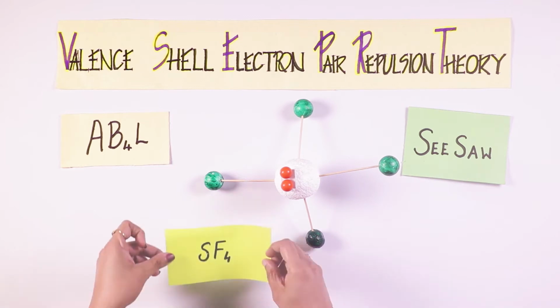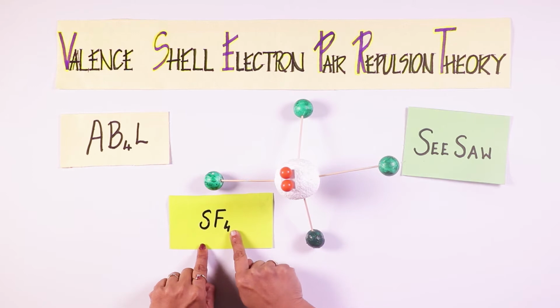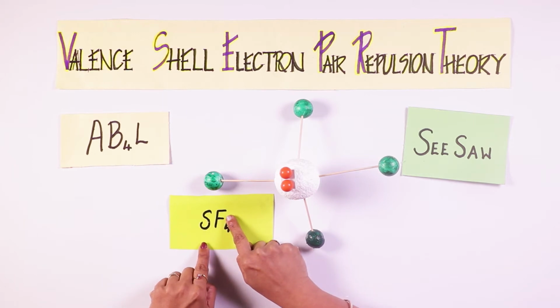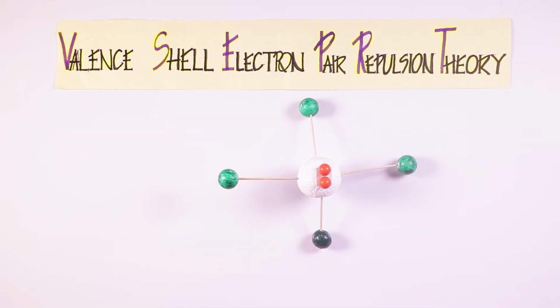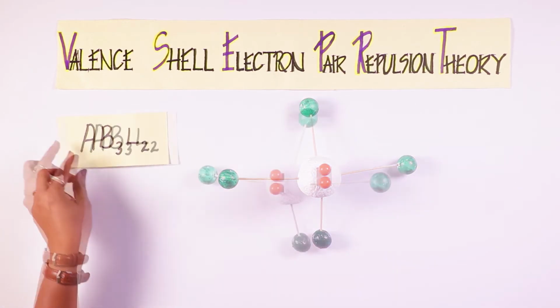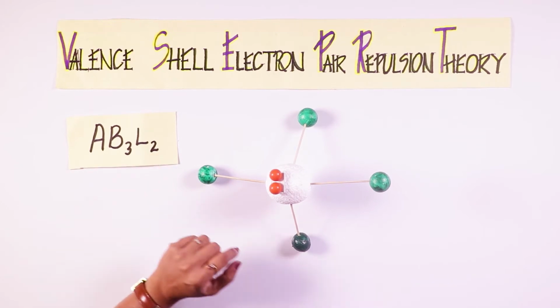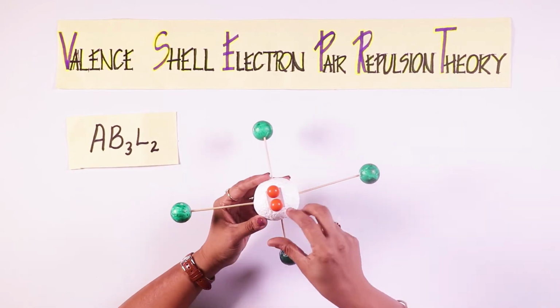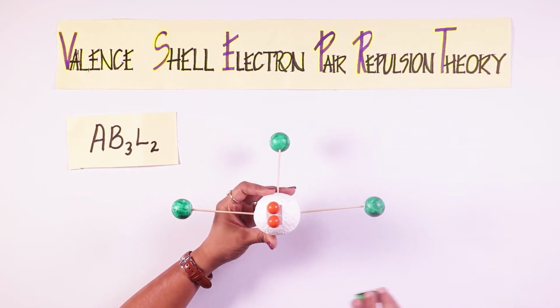An example of AB4L is SF4, where sulfur has 6 valence electrons, 4 of them go to bond formation with fluorine atoms and it is left with a lone pair of electrons. The next derivative of AB5 is AB3L2, where 2 of the bond pairs are replaced by lone pairs of electrons. We have already replaced one of the bond pairs by a lone pair of electrons. Let's see what happens when one more bond pair is replaced by a lone pair of electrons.